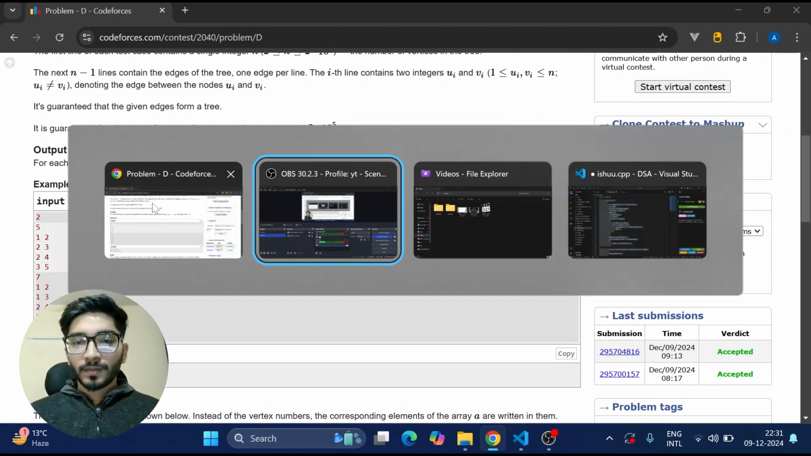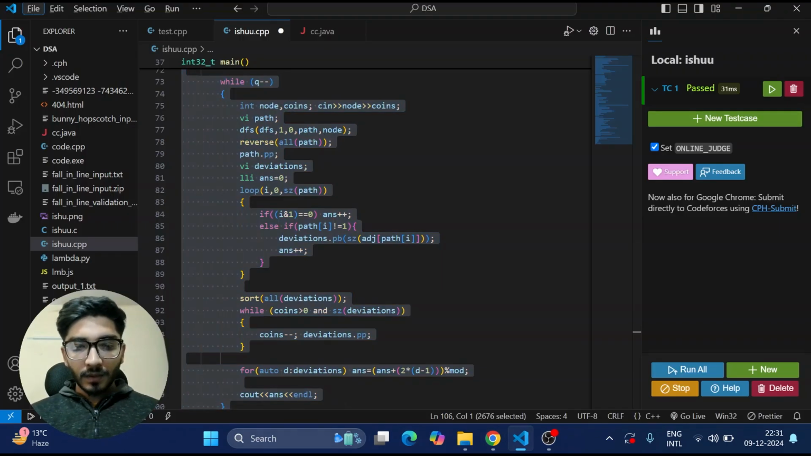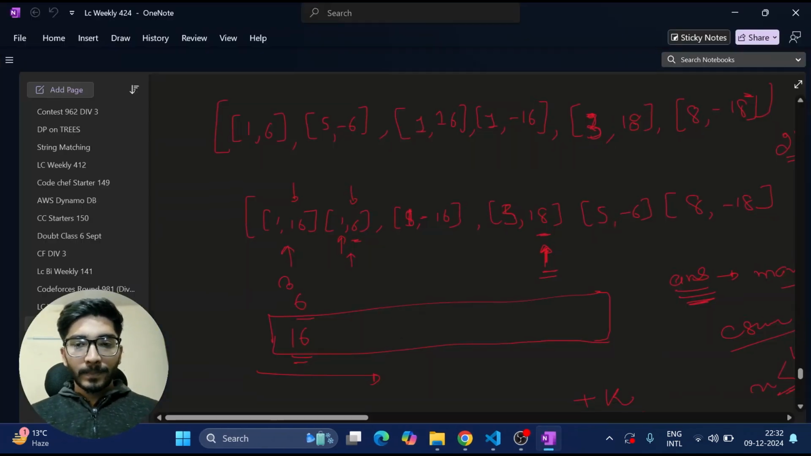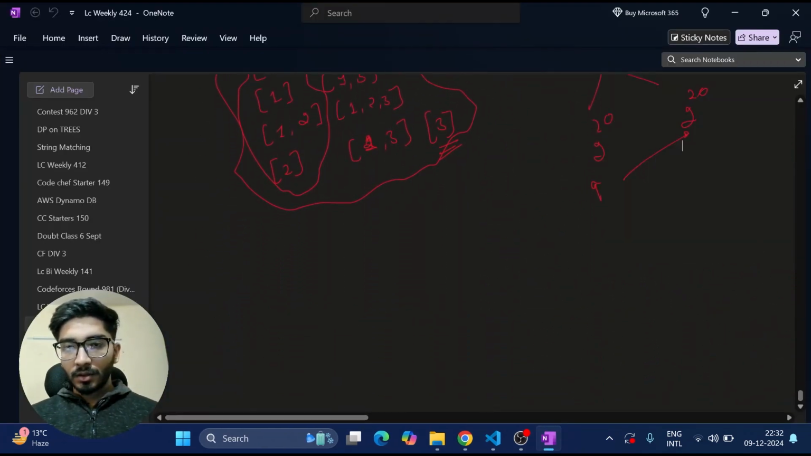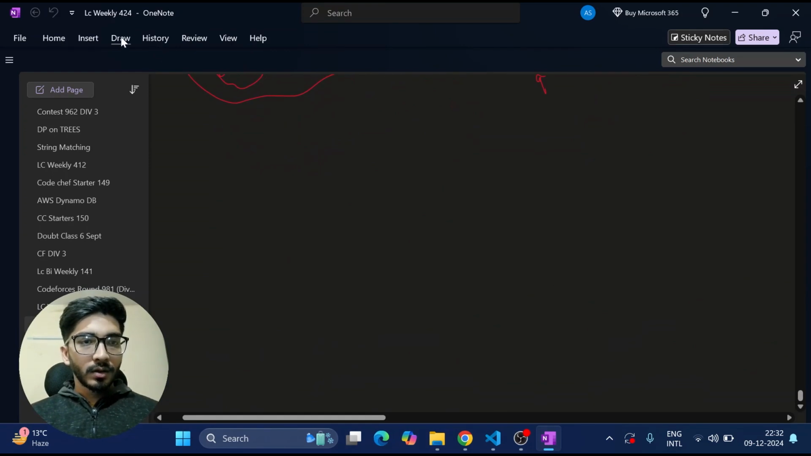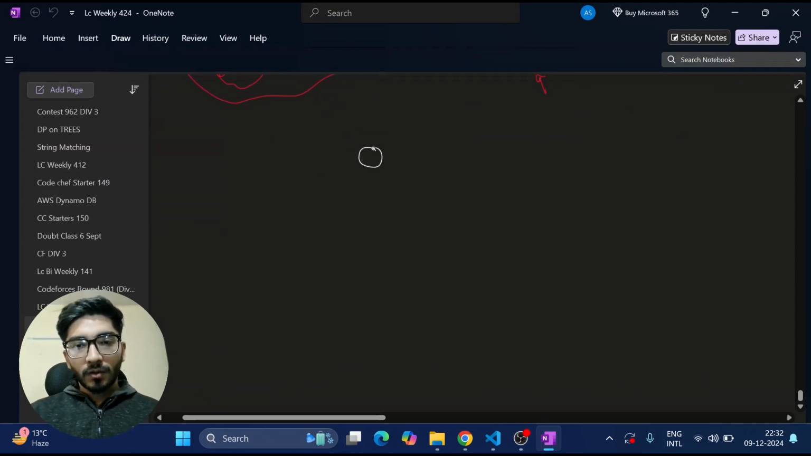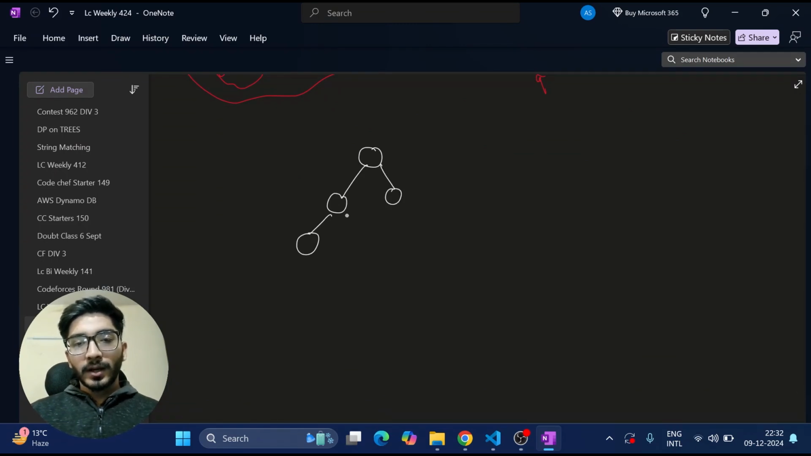Let me just open my OneNote. Cool. So let's first understand what we are given in the question. We will be given a tree, and all of these nodes will be numbered 1, 2, 3, 4, 5, 6.